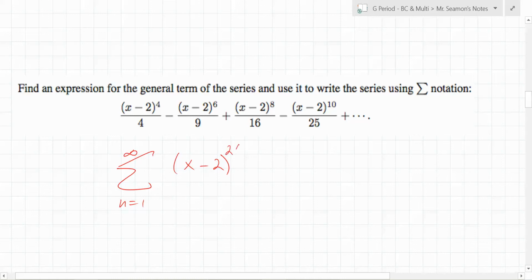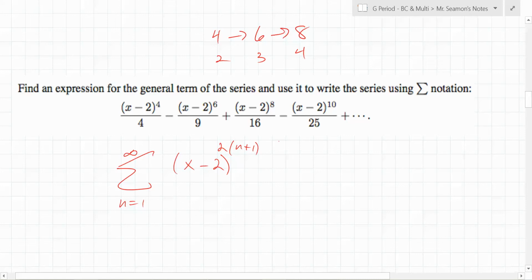To the n plus 1 power? No, it's 2 times n plus 1, right? Because the first power is 4, and the second power is 6. Is it 2 times n or 2 times n plus 1? The number goes 4, then 6, then 8, right? So that's 2, 3, 4. So that's 2 times what? n plus 1.